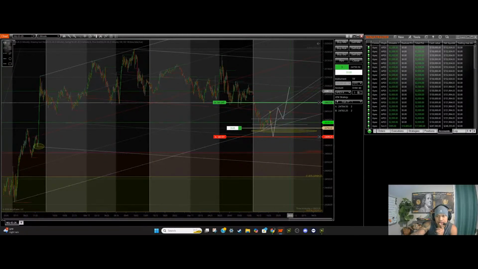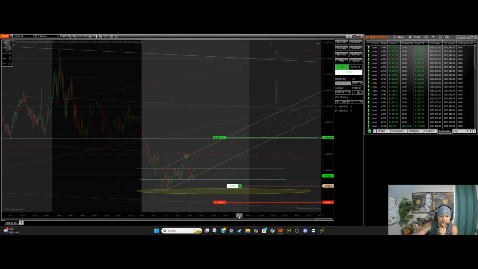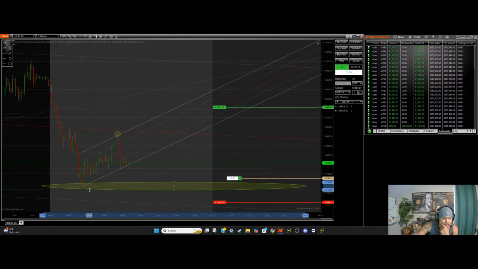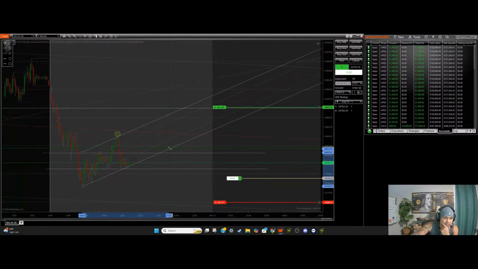Ooh, that's so ugly. NQ is very well capable of doing so. Such an ugly move. NQ is very, very capable of doing such an ugly move. Let's see here. Yep, that's the true line. That's our true line right there. Okay.